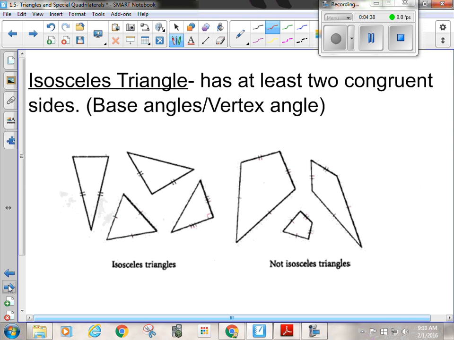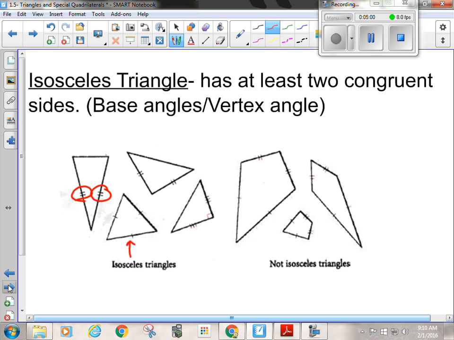All right, isosceles triangle. It has at least two congruent sides. Those, again, you'll see marked here. And notice here we have an equilateral triangle, and that has three sides that are congruent. That still is an isosceles triangle also, because it has at least two congruent sides.